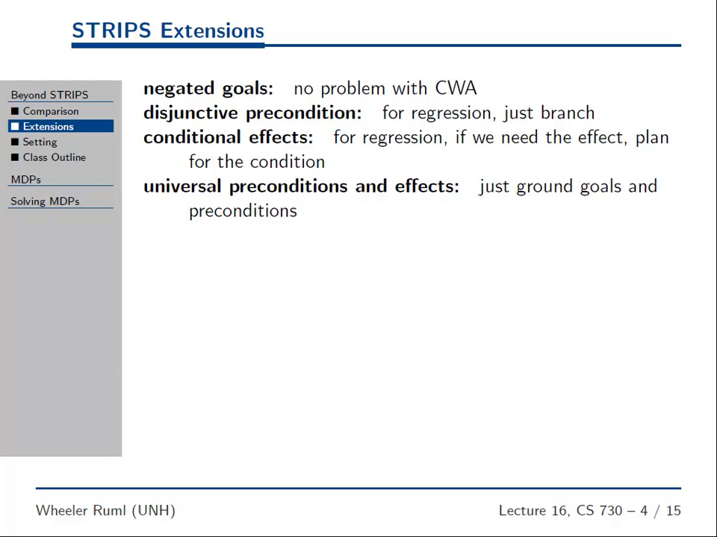Because you know the full state, you just test what the state is and do the appropriate effect. If you're doing regression, again, it's a little complicated, because you might not know exactly what the previous state was. So in regression, if you decide that that action is applicable because you wanted to get the effect, then you just make sure that those preconditions are true in the state of the child. If you don't need the effect, then don't bother. So it's not too hard to handle.